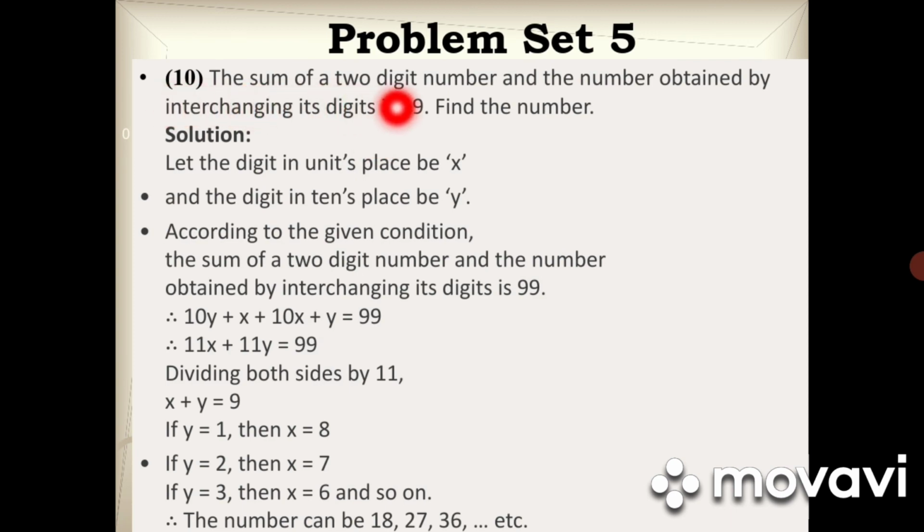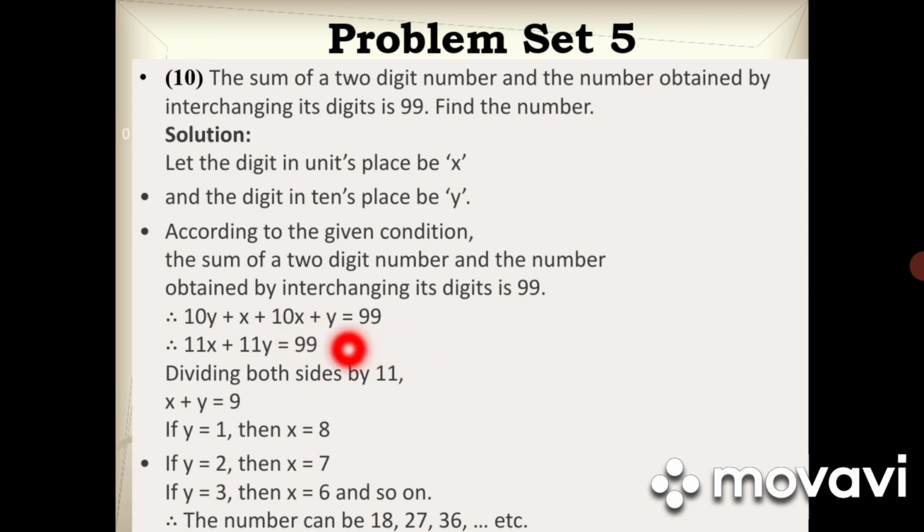Question 10. The sum of a two-digit number and the number obtained by interchanging its digits is 99. Find the number. Solution: let the digit in the units place be x and the digit in the tens place be y. According to the given condition, the sum of a two-digit number and the number obtained by interchanging its digits is 99. Therefore 10y plus x plus 10x plus y is equal to 99.